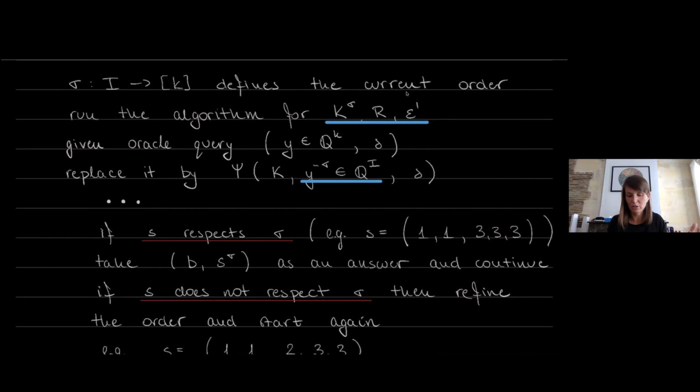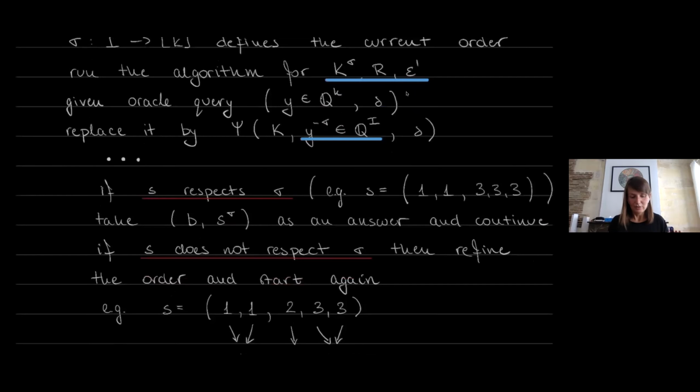This oracle query gives you a vector y, which belongs to Q to the k, and some delta. This is important, and this is the place where we could detect a conflict between our belief that we are running it for this set and the fact that we have the K. So instead of an oracle query for this set, which we don't even know whether it's an SDP or not, we replace it by the oracle query for K, unfolded Y, and delta. It can happen that the unfolded Y belongs to the ball around K, which means that K is non-empty and then we are done.